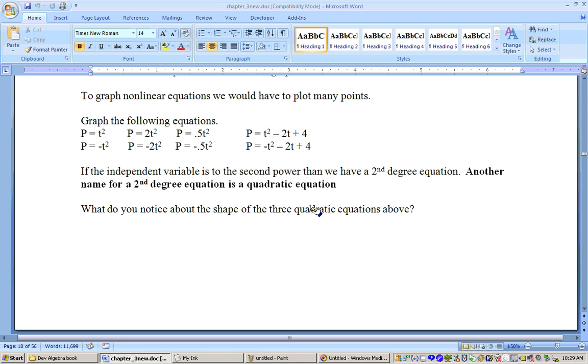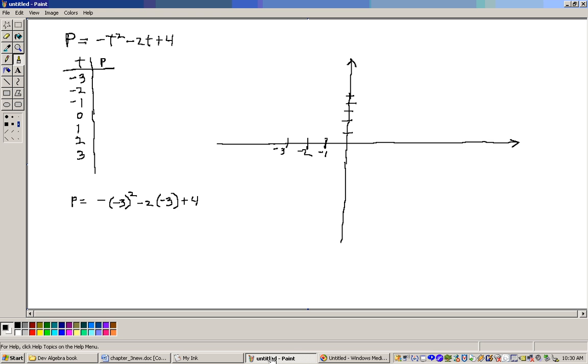Okay, let's go ahead and graph another quadratic equation. Let's graph this one: p equals negative t squared minus 2t plus 4. I have that one already written down here. So let's go ahead and do this.